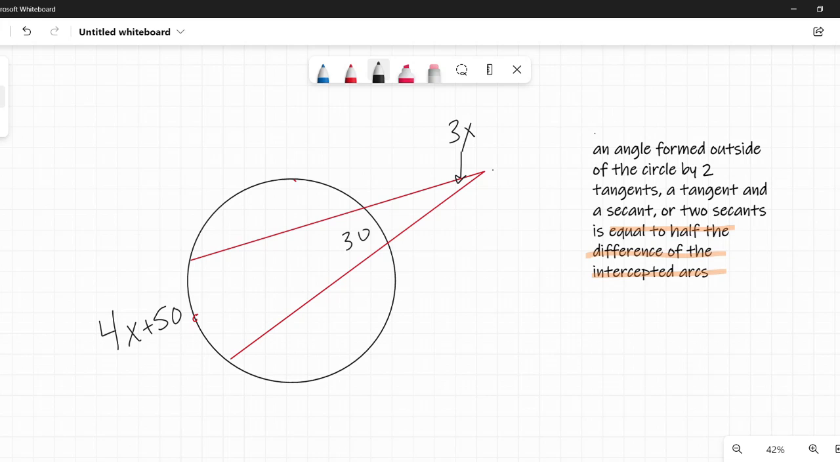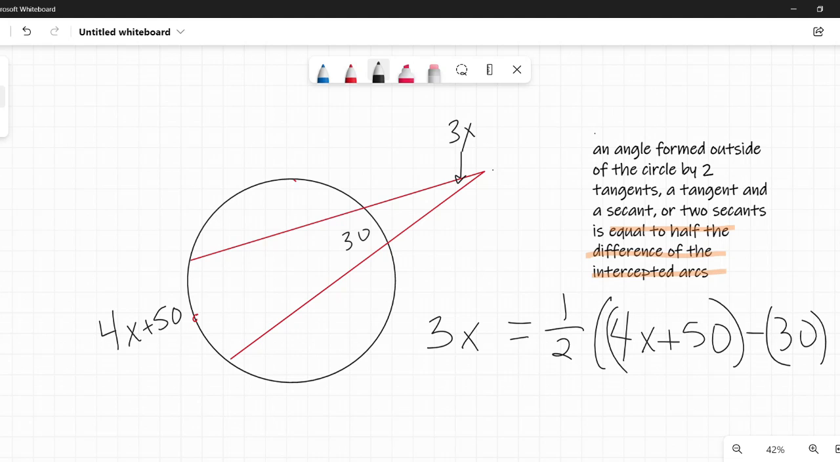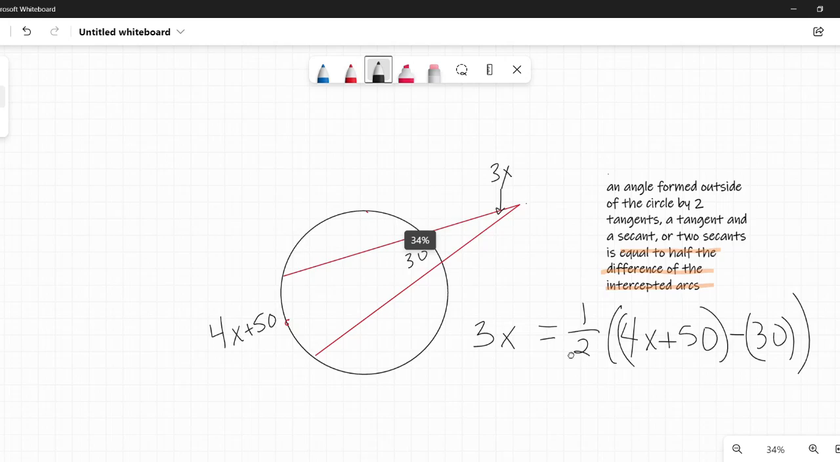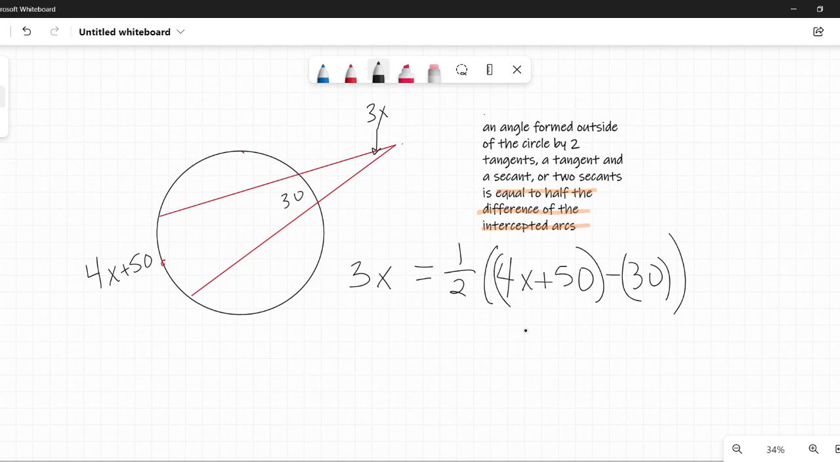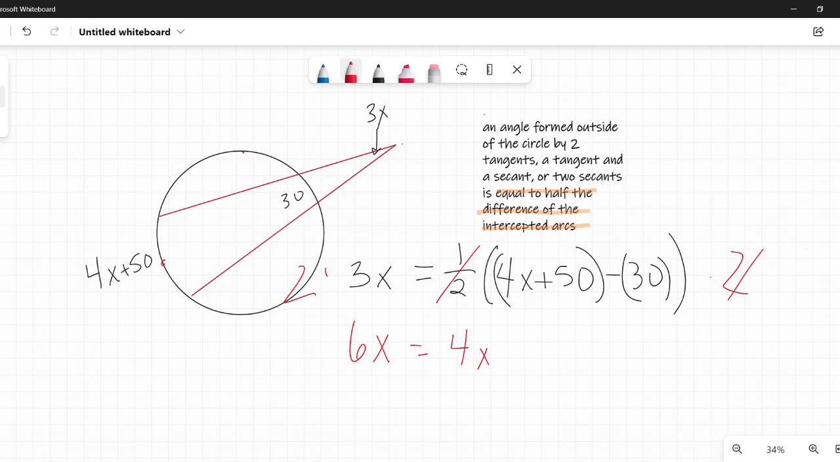So our process is that we know the outside angle is equal to 1/2 the big intercepted arc minus the smaller intercepted arc. Same thing here. I'm going to get rid of that 1/2 instead of distributing. So I'm going to multiply by 2 on both sides. On the left, I get 2 times 3x, or 6x. The 1/2 and the 2 cancel out, and I'm left with 4x plus 50 minus 30. There's nothing strange going on here, there's not anything besides the 30 inside those parentheses. So I can get rid of these parentheses in this case and then just combine like terms.